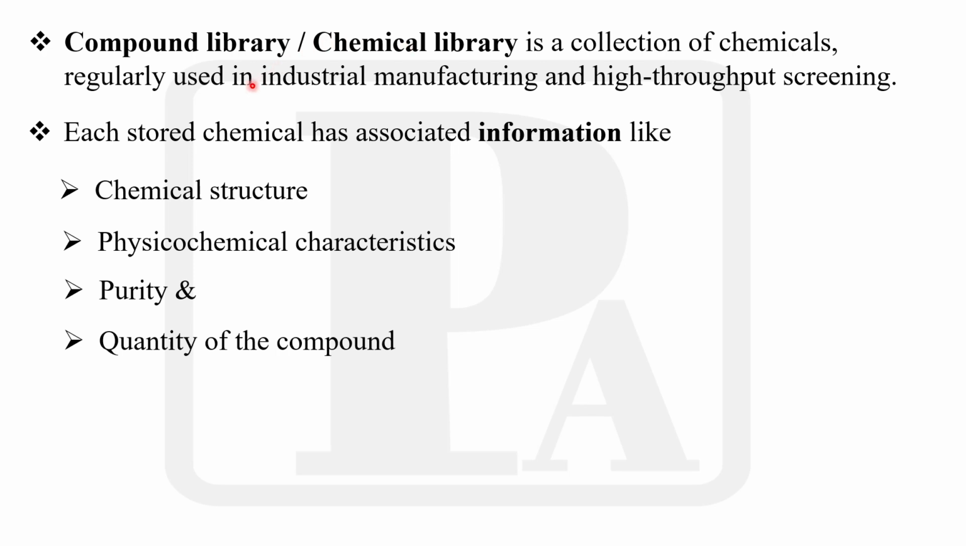What is the use of these chemicals? They are used in industrial manufacturing and also for high throughput screening. Each chemical has some information. So what information is available? One is chemical structure, physicochemical properties, purity and quantity. So this information is available for the chemicals in that chemical library.